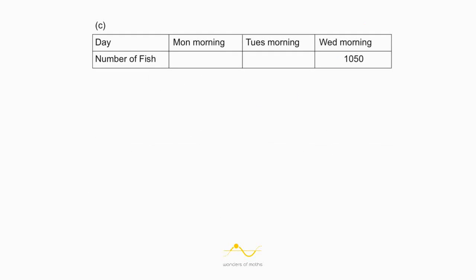In this question, we've been given Wednesday morning and we need to work backwards to figure out Tuesday and Monday morning. So, let's work in reverse. Tuesday plus 50% minus 300 gives us 1,050.